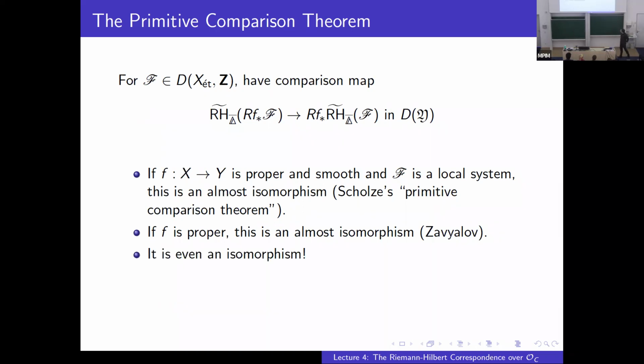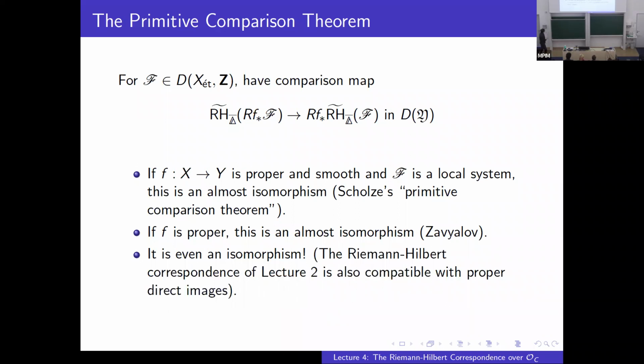So the statement that I made on the previous slide is something a little bit stronger. It's saying that it's actually an isomorphism, not just an almost isomorphism. And that's essentially because you can see what's going on at the level of the special fibers by comparing with the Riemann-Hilbert functor that we discussed in lecture 2. So lecture 2 ended a little bit early, but if I had known that I needed more material, I might have discussed how that Riemann-Hilbert correspondence behaved with respect to proper direct images. And the upshot would have been it behaves well with respect to proper direct images. And this is the consequence for us today.